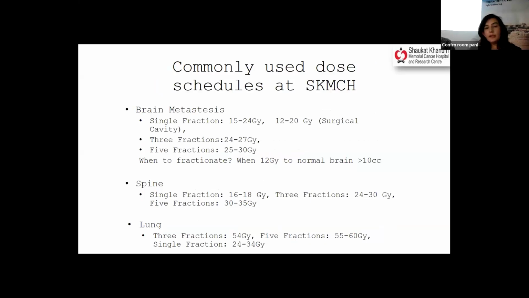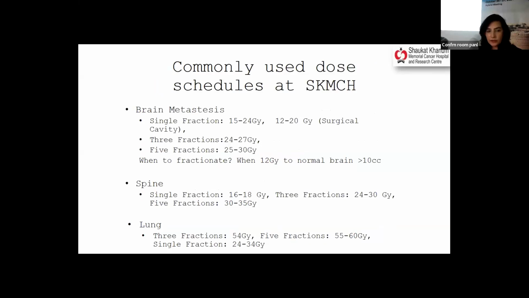Since we'll be discussing the 3 specific sites, namely brain, spine, and lung, at our center, the most commonly used dose for brain is single fraction. We do 15 to 24 gray, specifically based on the size or the diameter of the lesion. And for surgical cavity, 12 to 20 gray, again based on the size of the surgical cavity.